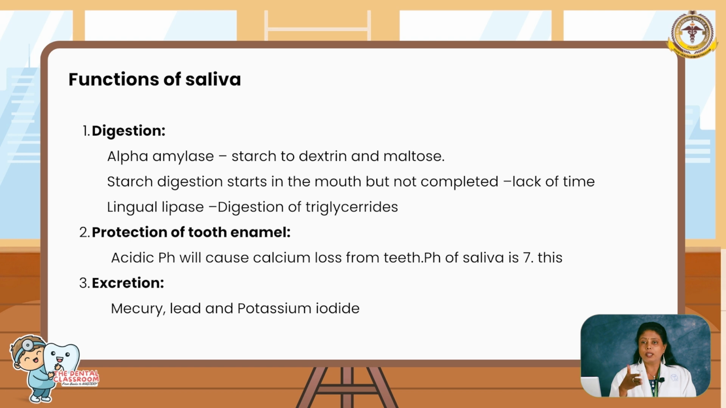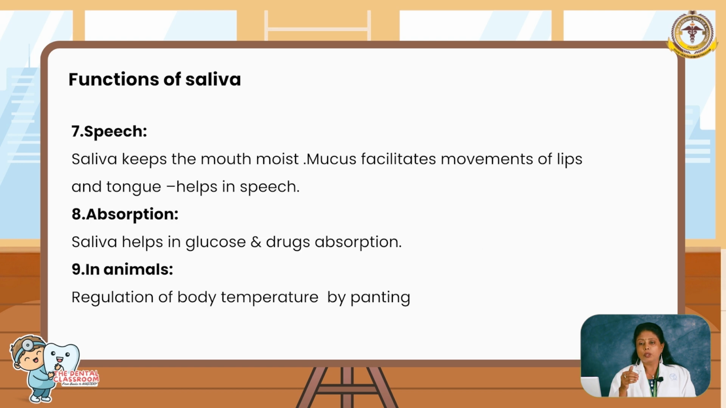In digestion, we have seen already in the composition, alpha amylase helps in the digestion of starch, and lingual lipase helps in the digestion of triglycerides. Then as a dentist, you should know saliva has a low pH and it helps to prevent the destruction of the teeth. That is, it will protect the tooth enamel. Then excretion. Saliva helps in the excretion of heavy metals like mercury, lead and potassium iodide. Then also in animals, it helps in the regulation of body temperature.